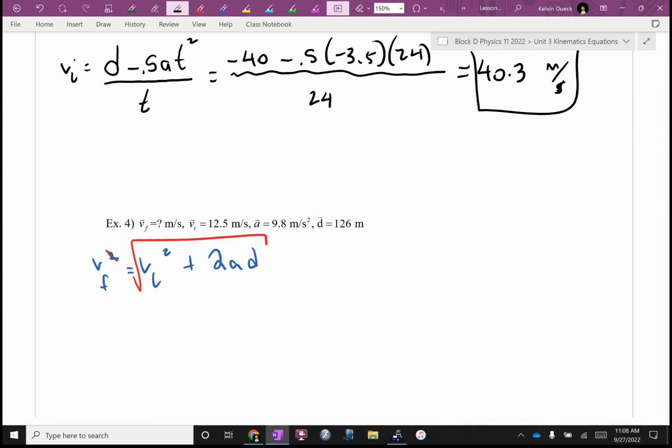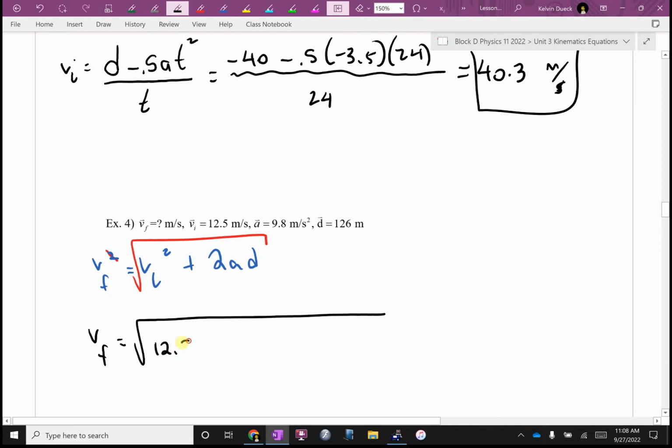Now we're going to plug in some numbers. So VF is going to be big square root of 12.5 squared plus 2 times 9.8 times 126. How many of you have the fancy schmancy fraction button that does the two-level fractions? You folks, when you press your square root button, I think it does an indent and it automatically extends the square root line. So you can probably just type this in.